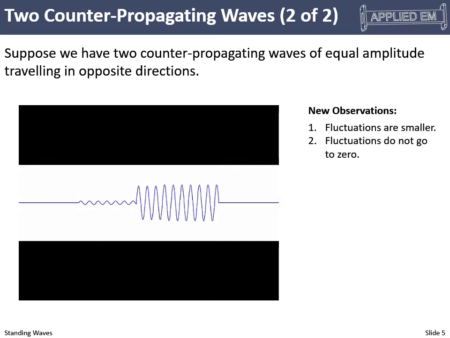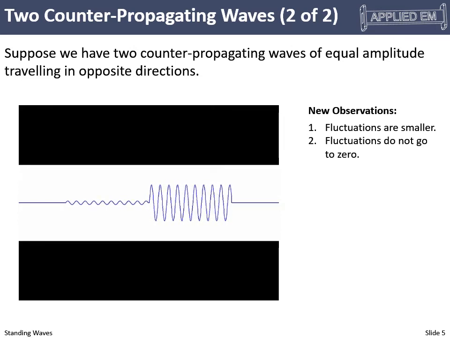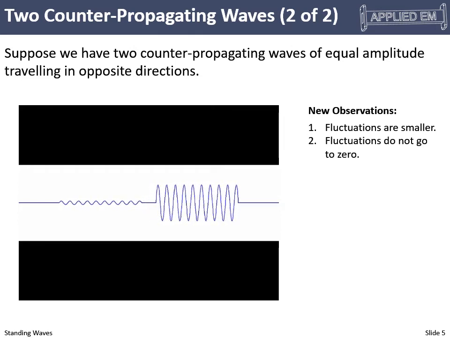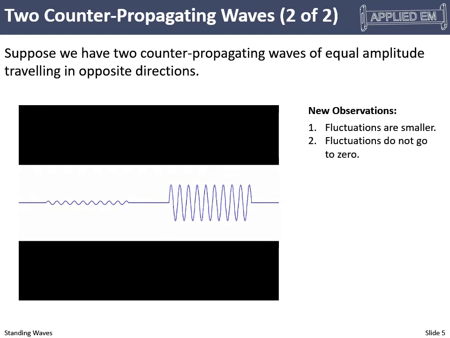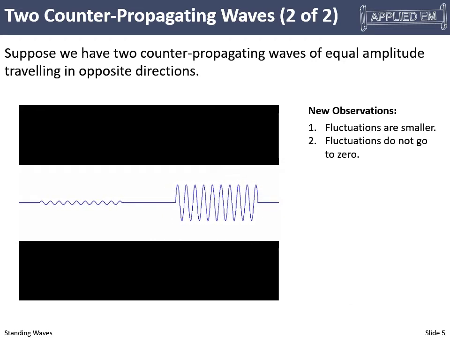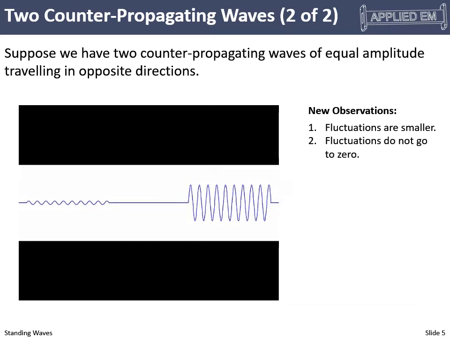That's an indication that the two waves are not of equal amplitude. They have to be of equal amplitude to go to zero, because they have to exactly cancel each other. And then, of course, if one of the waves is smaller, their sum, of course, won't be as big as two waves of equal amplitude.